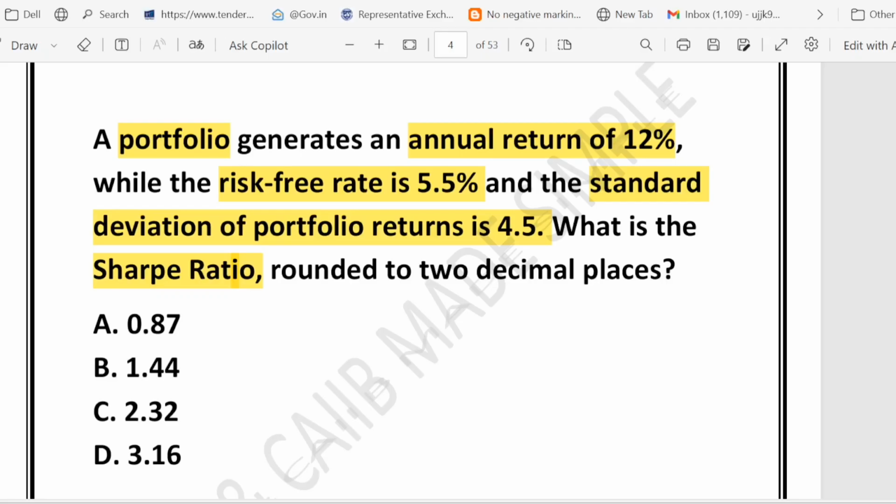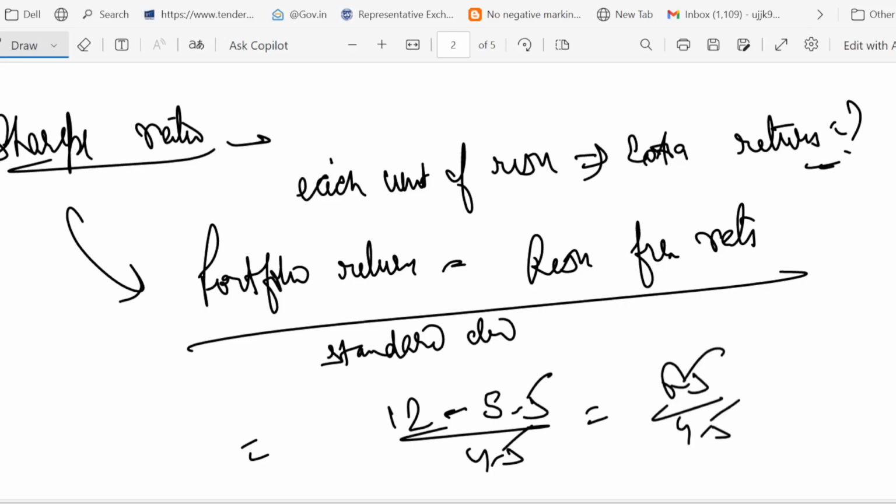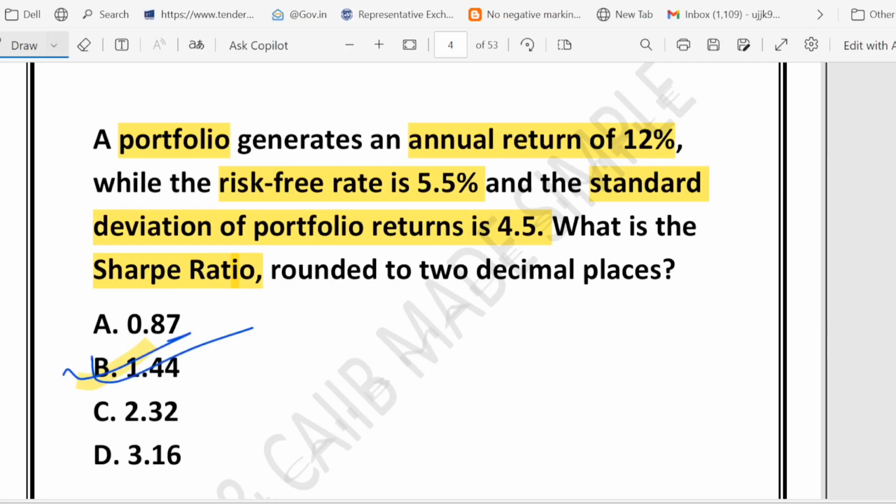In this case, as you can see, the annual return they have given is 12%, and the risk-free rate is 5.5%. So it is very simple, right? Just plug in the formula: 12 minus 5.5, divided by 4.5. 12 minus 5.5 will give you 6.5, divided by 4.5. That will be 13 by 9, approximately 1.44. Isn't it? 1.44 is the correct answer. Yes, option B is the correct one.